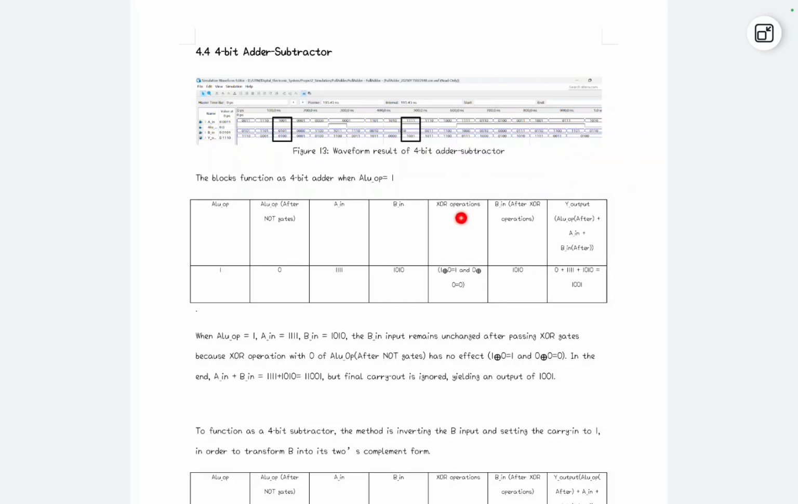This one is a waveform result of the 4-bit adder-subtractor. You can see this ALUOP when it is 1 will become addition, but it will enter the NOR gate and become 0. Okay, we will do this first, and we see the A in, when A is 1111, we see here 1111, and B in is 1010. B in will enter the XOR gate, which will do the XOR operation like this one, and the XOR operation will also include the ALUOP after the NOR gate. The result will become 1010 with the ALUOP being 0. Okay, and the B in after the XOR operation will pass with the A in and pass with the ALUOP after the NOR gate. It becomes 1001. So this is the addition path.